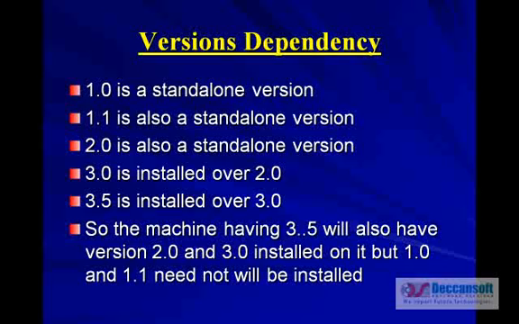So 3.0 is not a standalone version. 3.5 is not a standalone version. These versions cannot be installed unless you have the immediate previous version on the same machine. So if you have 3.5, you also have 2.0. If you have 3.0, you also have 2.0. I hope it's clear. But if you have used framework 3.5 for development, and you have not used any of the 3.5 features, if you have used old 2.0 features only for development, remember a .NET application would execute on those machines which would just have 2.0.